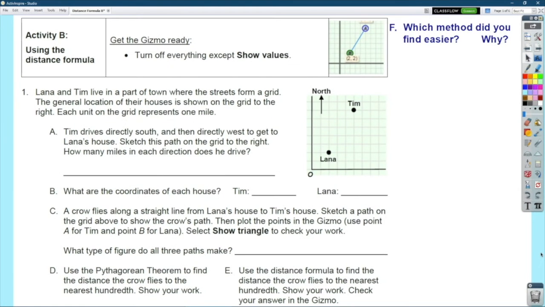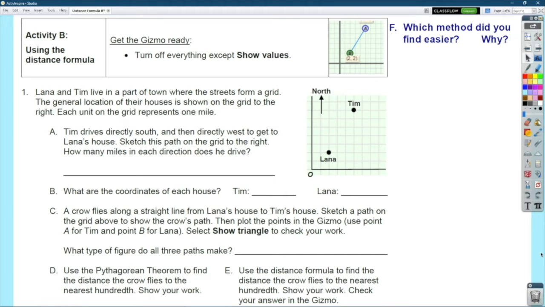We're now going to do activity B using the distance formula. Again, if you can get into Gizmos, you might want to do this, but you don't need it. The video is to help you through, even if you're using Gizmos, you might need help. So you want to get it ready if you're using it and turn off everything except show value.